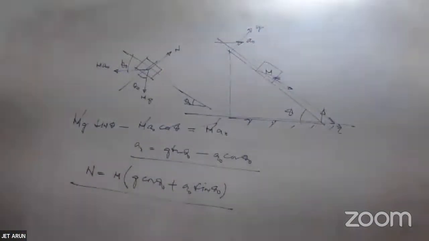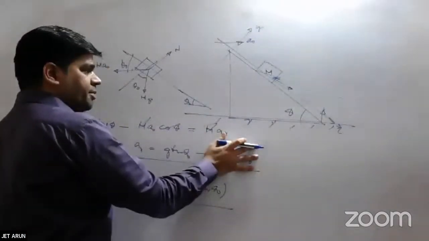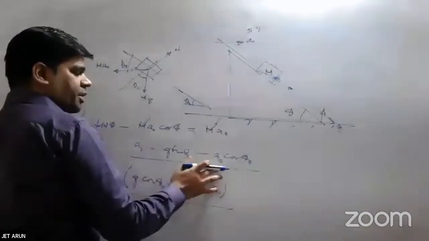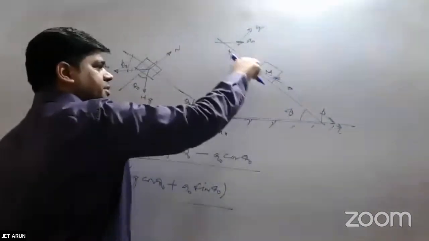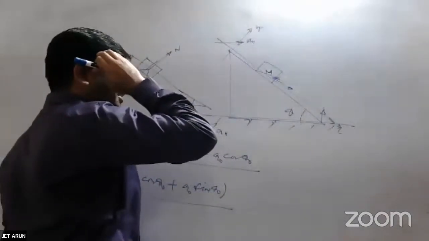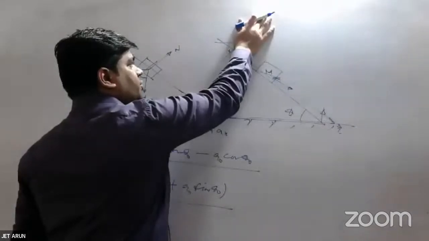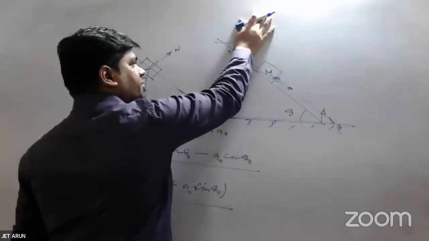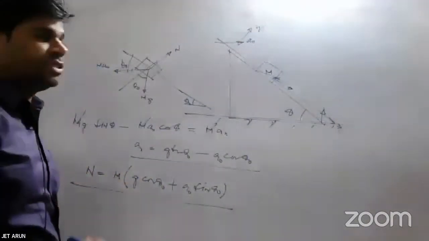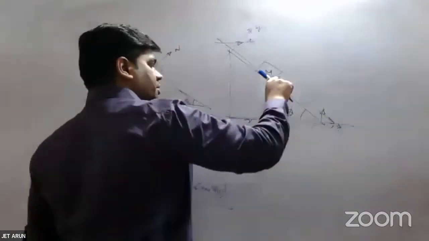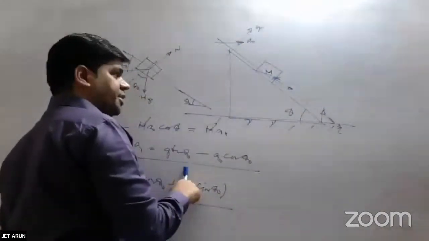Why has the acceleration reduced? If there were no acceleration of the wedge, the block would slide down with g sin theta. That makes complete sense. A naught becomes 0, and it slides down the plane with acceleration of g sin theta. If the wedge is not moving at all, I mean the acceleration of the wedge is 0, then the block slides down with an acceleration of g sin theta.